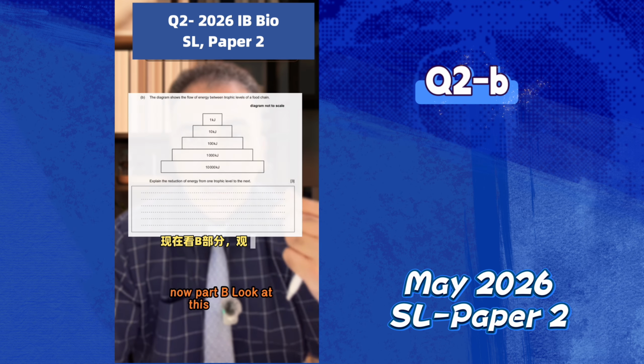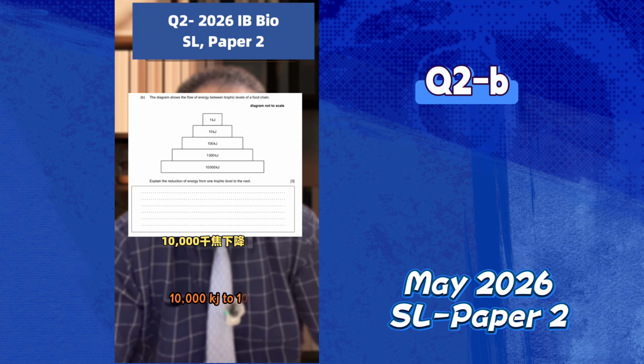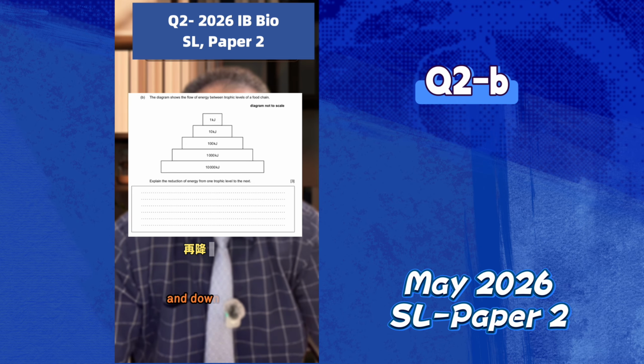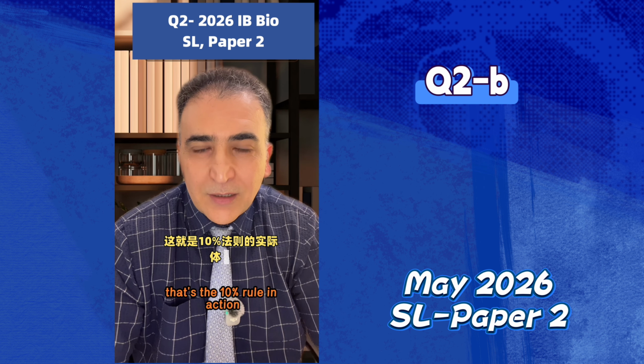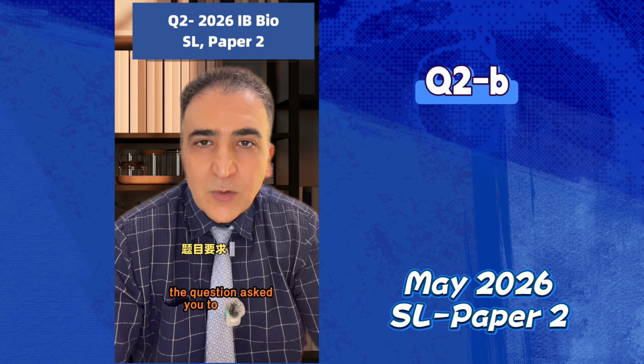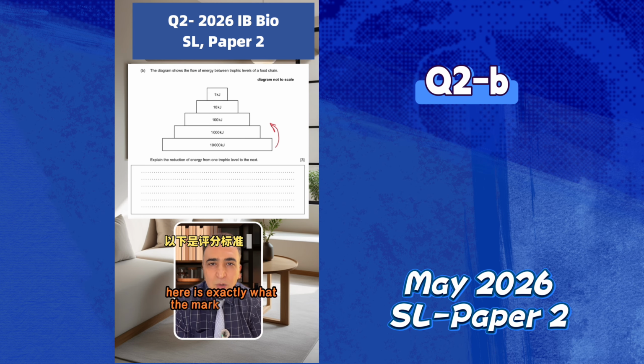Now, part B. Look at this pyramid. Notice how the energy drops from 10,000 kilojoules to 1,000 kilojoules and down to just 1 kilojoule. That's the 10% rule in action. The question asks you to explain why this reduction happens for 3 marks. Here is exactly what the mark scheme wants.